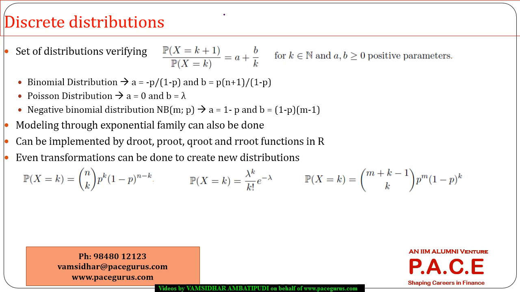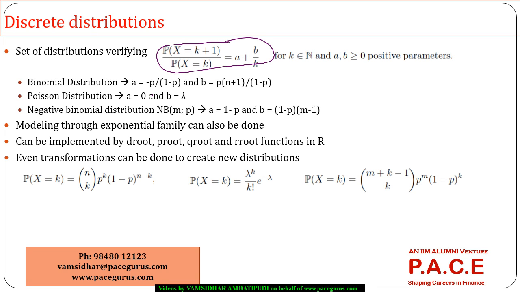Now, having got a fair amount of idea regarding the continuous distributions, now let's move on to our next topic of discussion, which is the discrete distribution. While the continuous distributions verify a differential equation, here we say the set of distributions which verify probability of x equal to k plus 1 divided by the probability of x equal to k works out as a plus b by k. Those kind of distributions are typically considered as discrete distributions.